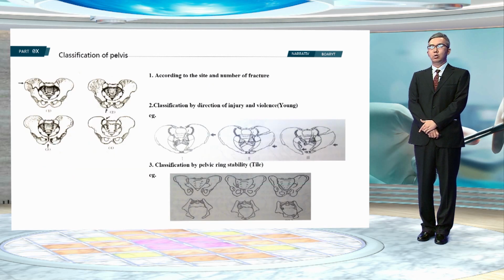For the first part, you should remember there are three kinds of classification of the pelvis. The first one is according to the site and number of fractures, the second one is the classification by direction of injury and violence, and the third one is the classification by pelvic ring stability.